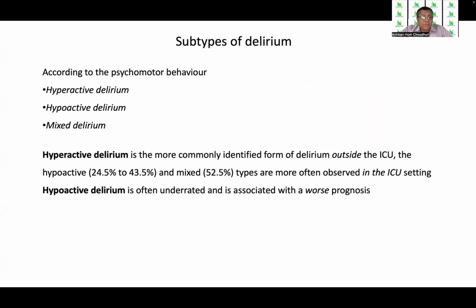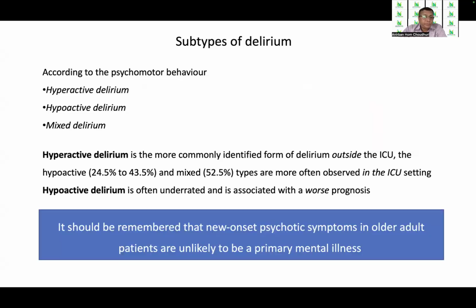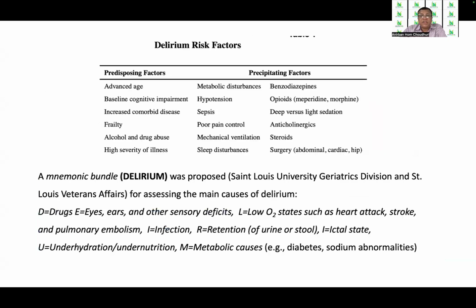And this is important because hypoactive delirium is often underrated, and because it is underrated, missed, and not adequately treated, it is also associated with a worse prognosis in comparison to the other two. It is important to remember that any new onset psychotic symptoms in older adult patients, particularly who have undergone an intervention or surgery or a procedure under anesthesia, are unlikely to be a primary mental illness if they are new onset. So one should rule out delirium, of course, and the subtype of delirium.